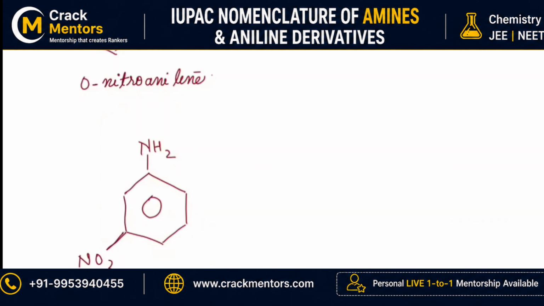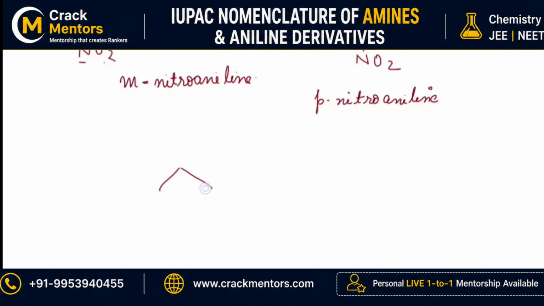Fine. One more example. This is your NH2 and this is your NO2. Now what will be the name? At the para position nitro has been attached, so it will be known as para-nitro aniline. Okay, am I clear? Some more examples for you.